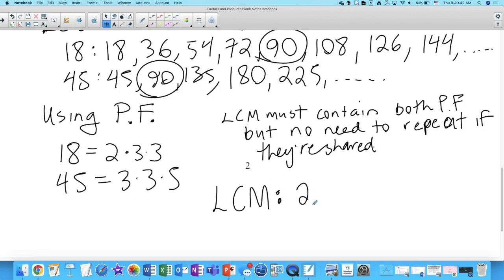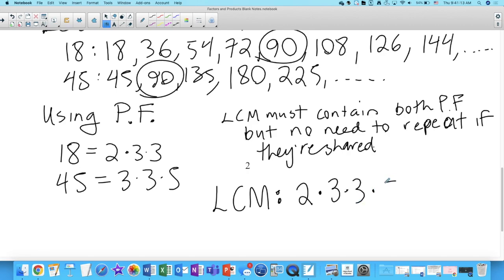Okay. Now, if I move on to the 45, it must have a 3 times 3 times 5 in it. Do I have any of those covered yet? Which ones do I already have in there? Yeah, the 3 times 3. I've already got the 3 times 3. The only prime that I'm missing from 45 is the 5. So I have to add that in.